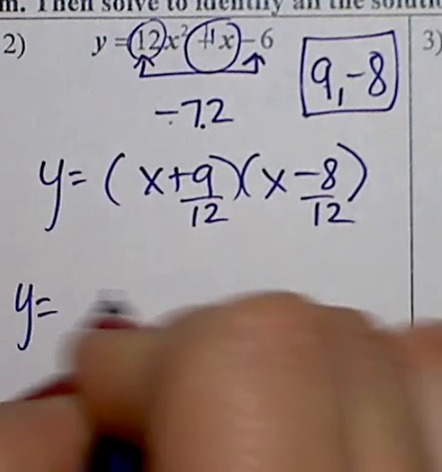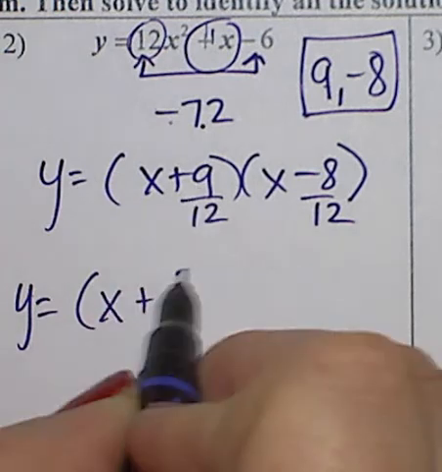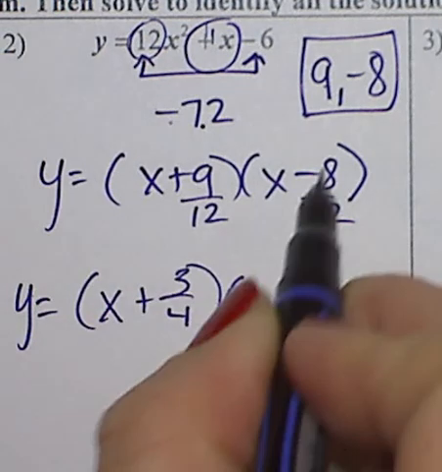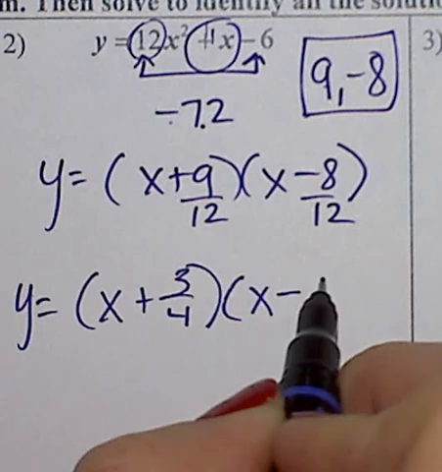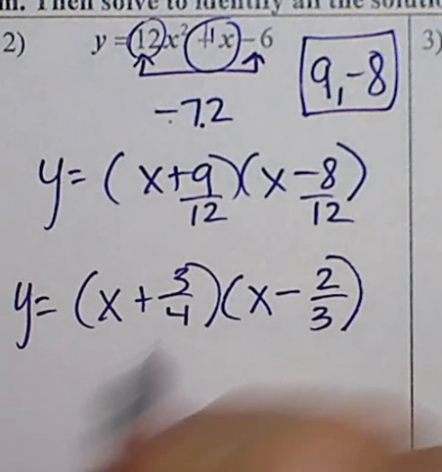So I can reduce this fraction. Both are divisible by 3. Divide by 3 and divide by 3. Both are divisible by 4. Divide by 4 and divide by 4. And bottoms up now, it's been reduced as far as possible.